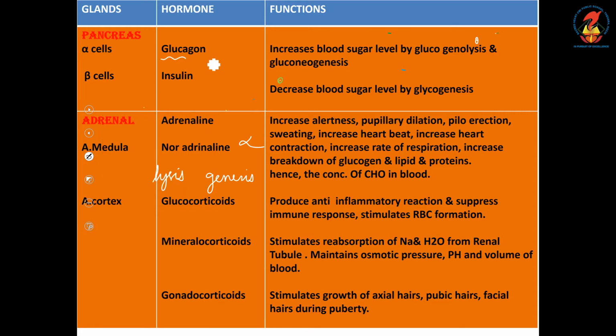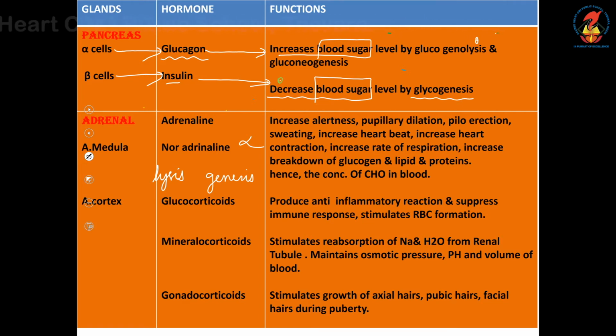So if I am reiterating, glucagon is secreted from alpha cells of the islets of Langerhans. It increases blood sugar level, whereas insulin secreted by beta cells of the islets of Langerhans decreases the blood sugar level. And the process by which it decreases the blood sugar is glycogenesis, and the process by which glucagon increases the blood sugar level is by these two processes. One is by glycogenolysis and the other one is by gluconeogenesis. I hope that is clear.